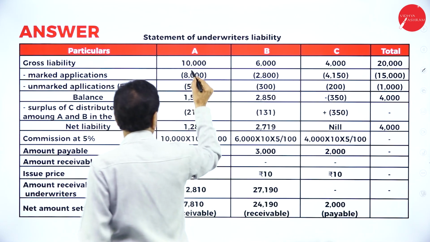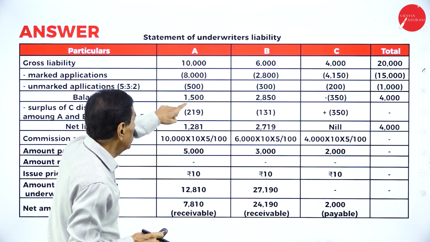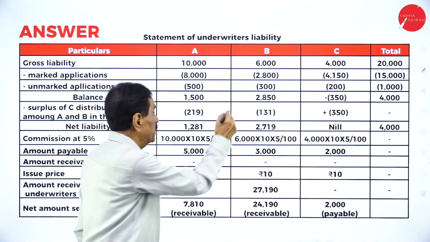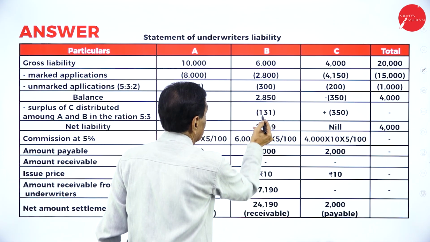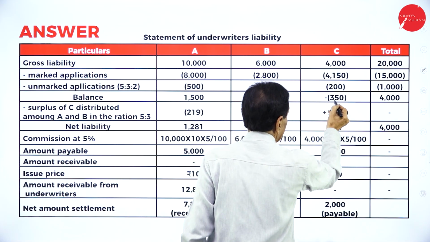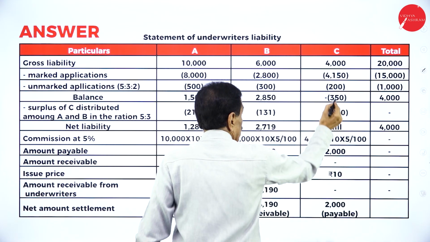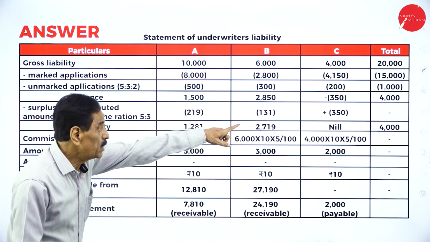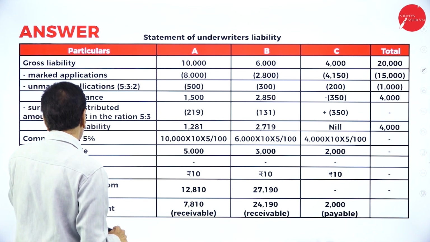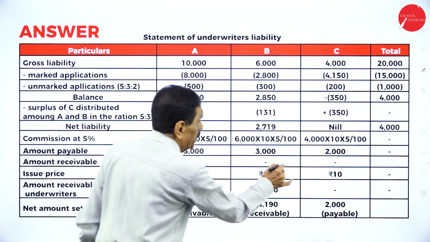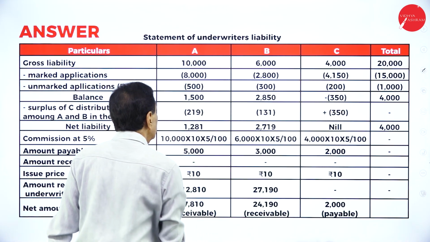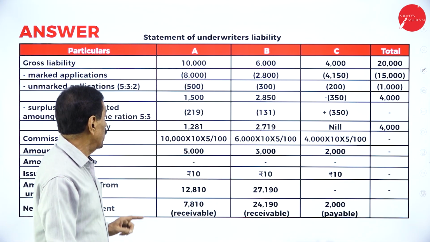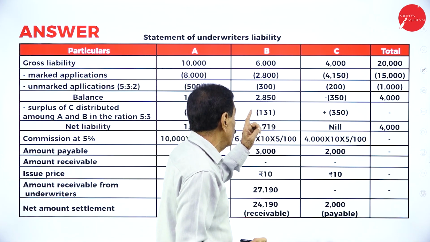Here, A's 10,000 minus 8,500 gone, balance is 1,500. B's 6,000 minus 2,000 minus 300 is 3,700. Here, 2,850 for C, it is minus 350. So this is a negative figure, which is considered as a surplus. Surplus of C is 350, distributed among A and B in the ratio 5:3. This 350 should be distributed among A and B in the ratio of 5:3. 5 by 8 of 350 is 219. 3 by 8 of 350 is 131.